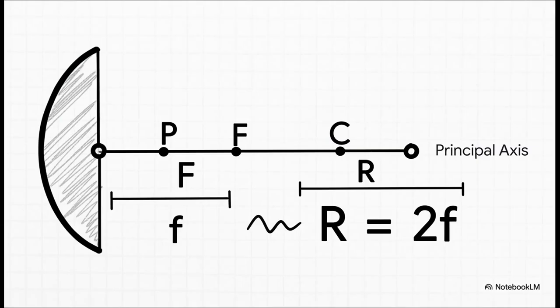For any curved mirror, you need to know these three best friends: P, F, and C. P is the pole, the center of the mirror. C is the center of curvature, basically the center of the big glass ball the mirror was cut from. And F is the principal focus, the special point where all the parallel light rays meet after bouncing. And please remember this very important relationship. R is always equal to 2F. The radius is double the focal length.